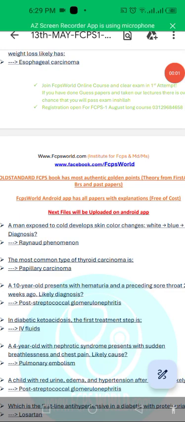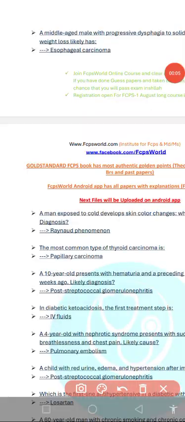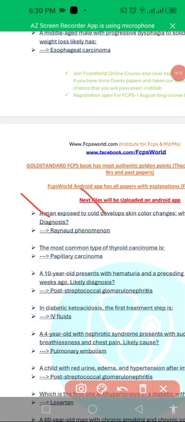Okay, so next one is a man exposed to the cold who developed skin color changes. What is the diagnosis? Raynaud's phenomenon. It is vasoconstriction of the vessels of the skin because of cold exposure. That is known as Raynaud's phenomenon.